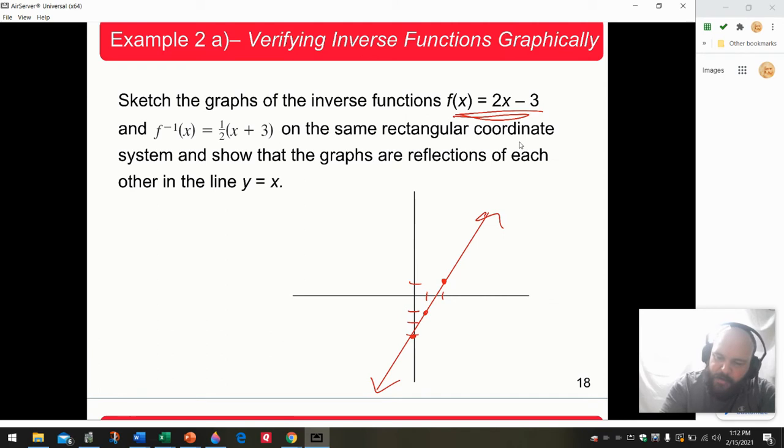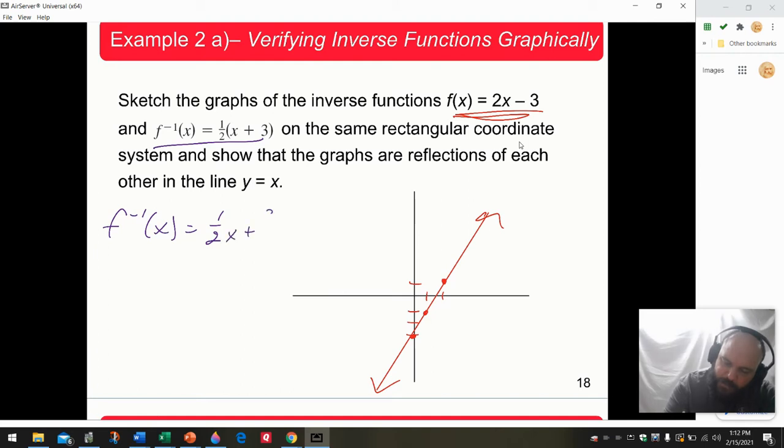Now the second graph, I'll graph that in purple. This is going to have to be cleaned up a little bit. I do need to distribute the 1/2, so I'd get f inverse of x equals 1/2 x plus 3/2. What that means is the y-intercept is 1.5, and then I go up 1 over 2 right there, and I get another point, and then I would get my line right there.